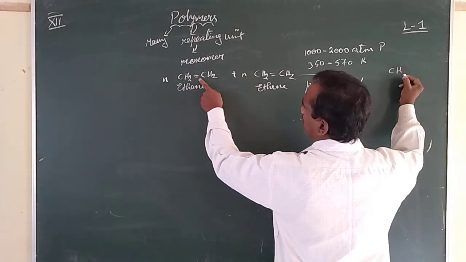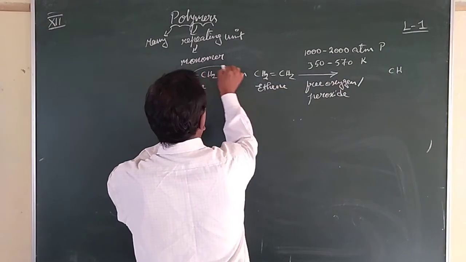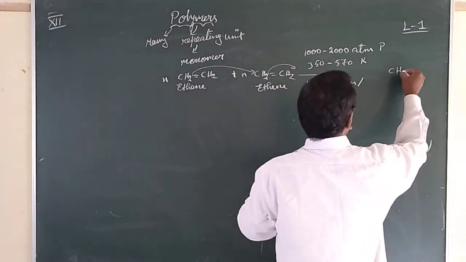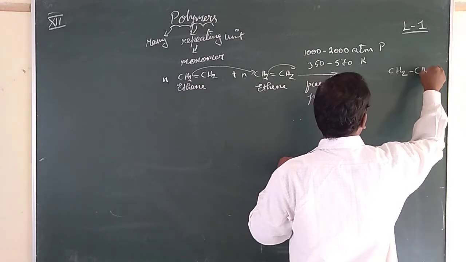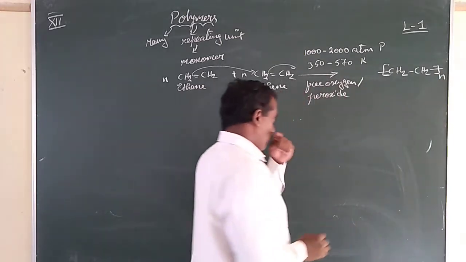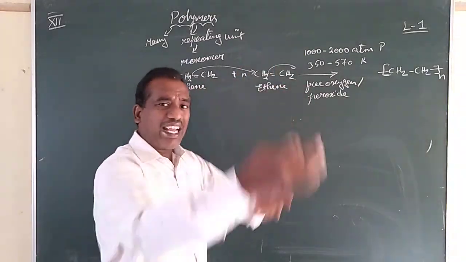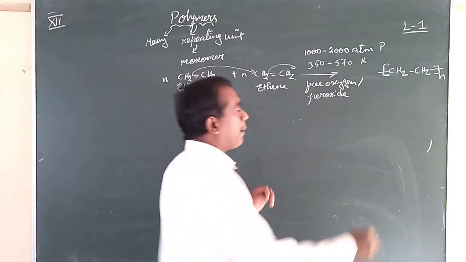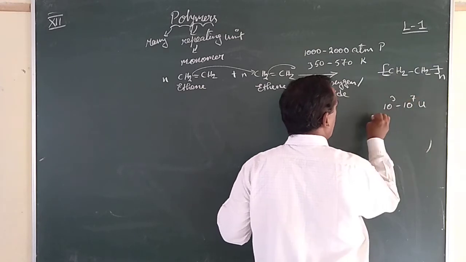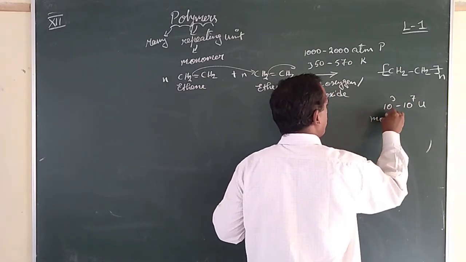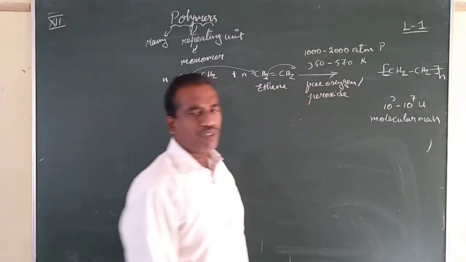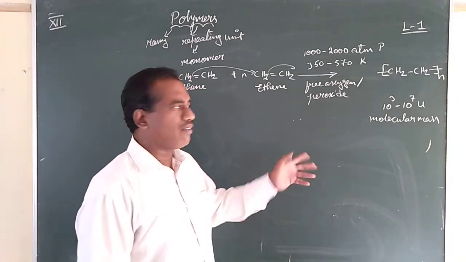See here, the double bond is there. The double bond will be shared with one of the molecules, and the next one will be shared with the next molecule. So between these ethene molecules, the double bond is being shared. The same molecule will repeat n times, many times, and the mass of the formed compound will be around 10 to the power of 3 to 10 to the power of 7 u.